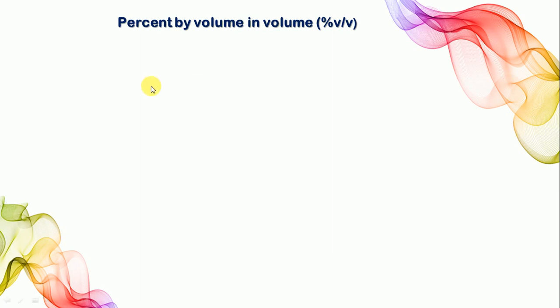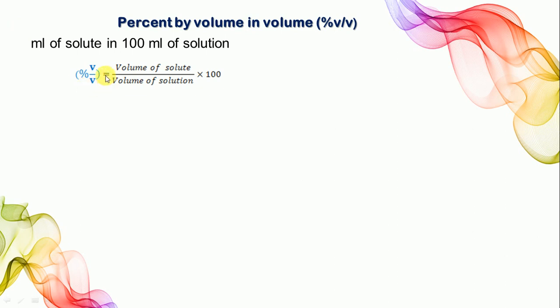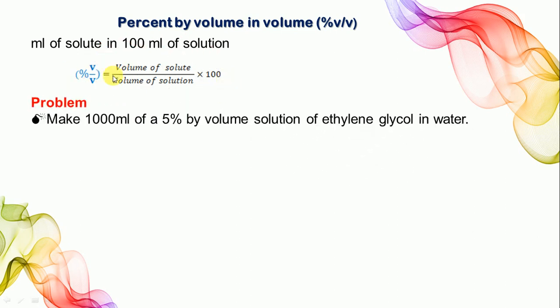Now percent by volume. Percent by volume is the volume of solute divided by volume of solution. The numerator V indicates the volume of solute, and the denominator V indicates the volume of solution, and percentage indicates it is multiplied by 100. So percent by volume, volume by volume, is the volume of solute divided by volume of solution into 100.